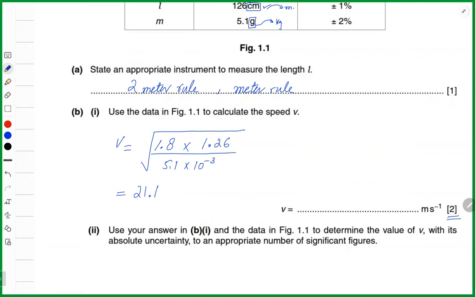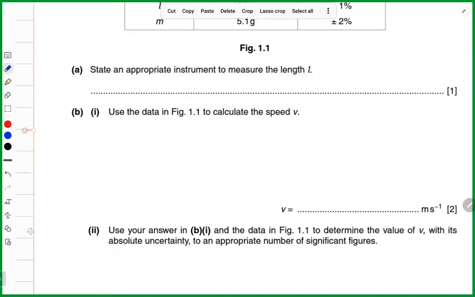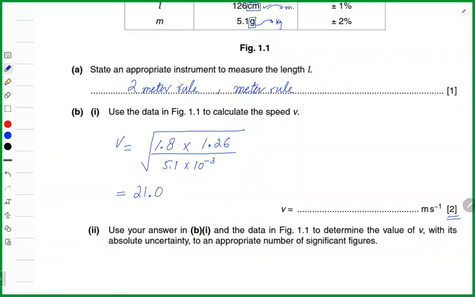Can you give me one or two extra significant figures? Like what did you get, sir? 21.088. Yes, you're right. It is 21.1 meter per second. But I will keep this answer in case.